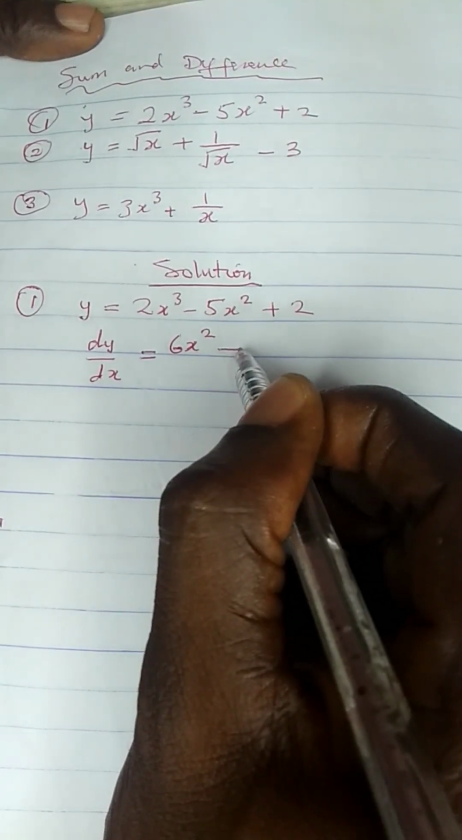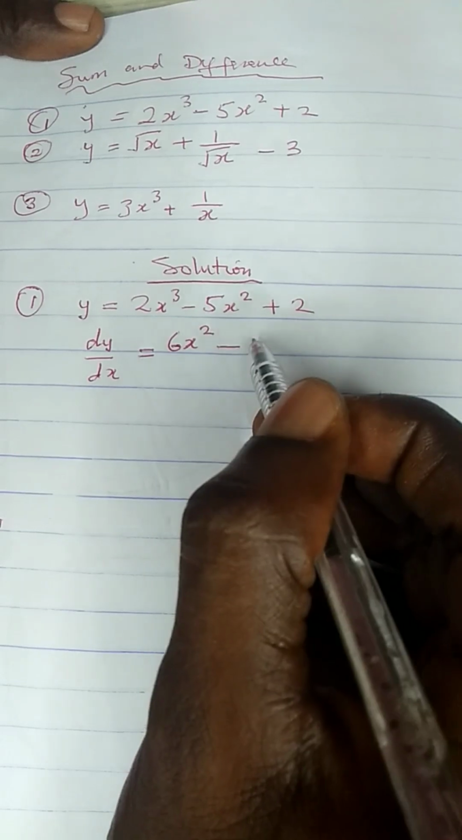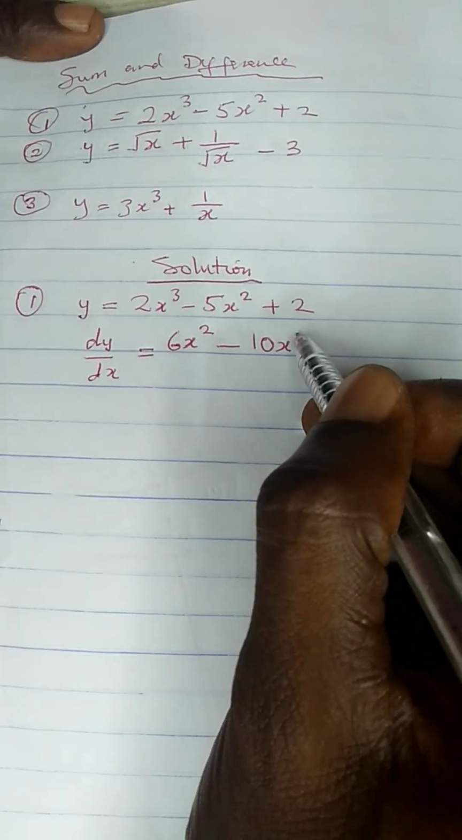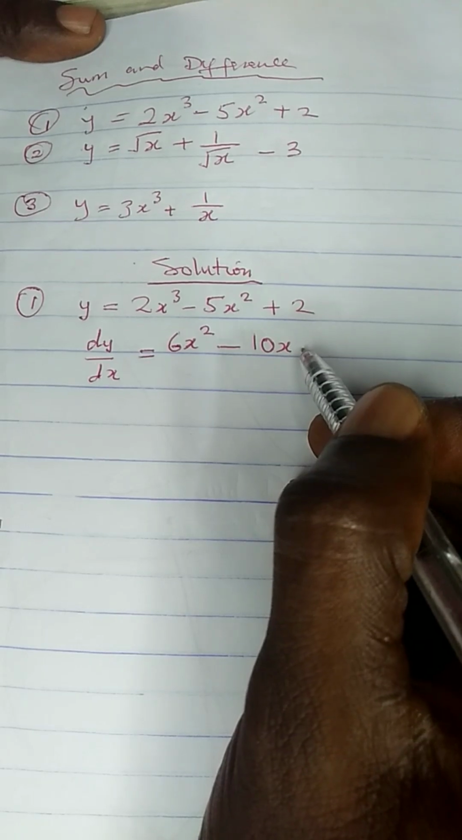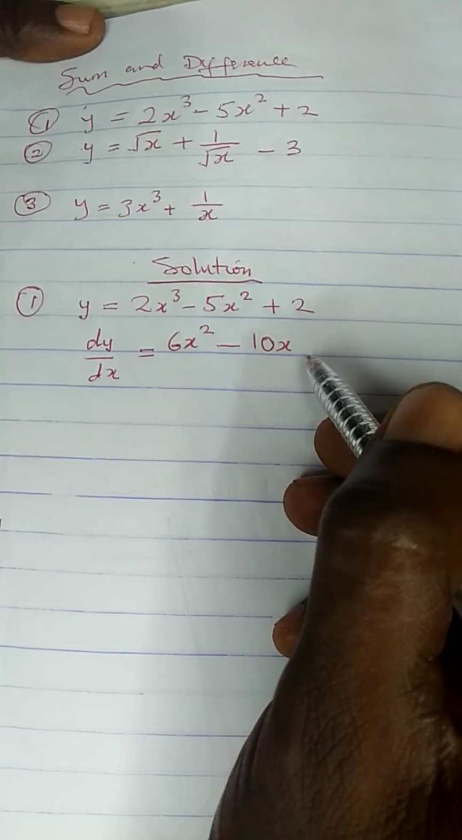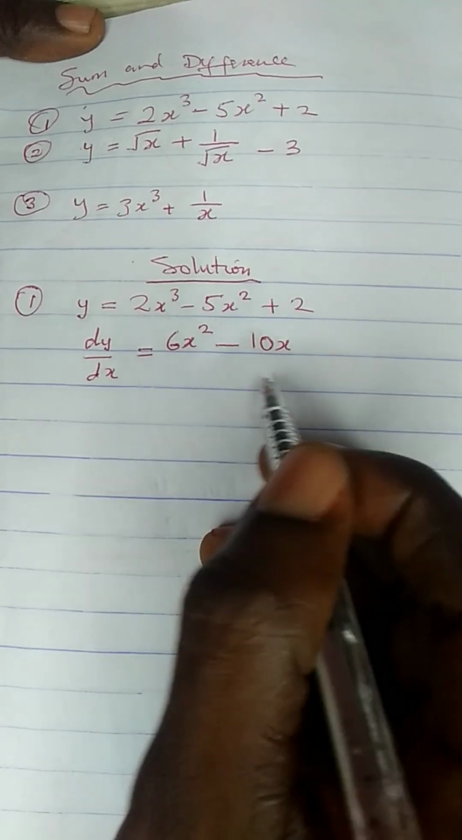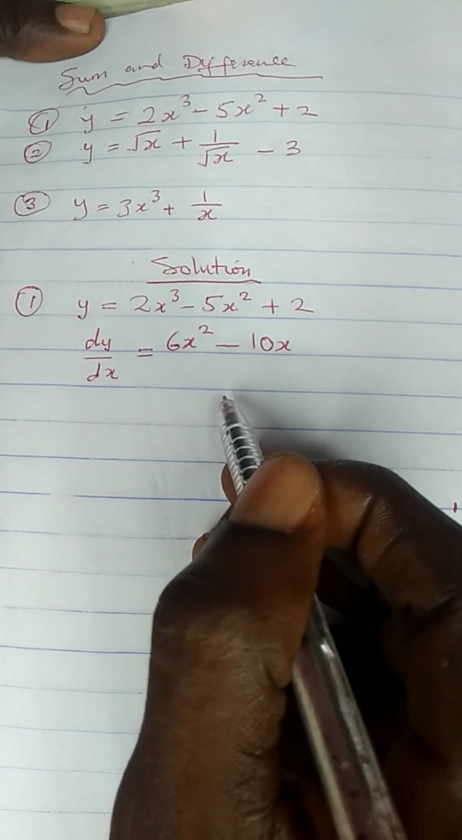Then minus, the power here will multiply this one. 2 times 5 you have 10x. From the 2 minus 1 you have just 1. Then if you differentiate any constant you have 0. Now from here our dy/dx gives us exactly this.